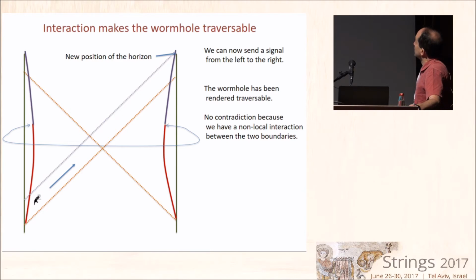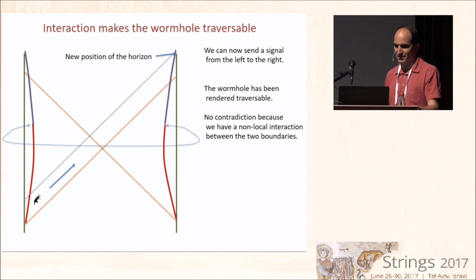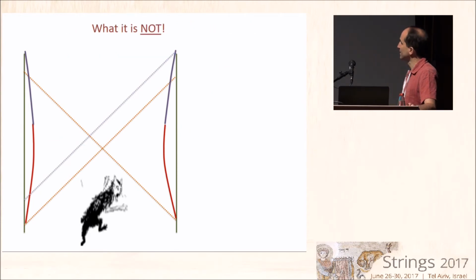Okay. So this same effect means that if we send a signal here from the left side, and we add this interaction, now this signal will be visible from the right, and the wormhole has been rendered traversable. And of course, this is no contradiction with the statement that wormholes are not traversable in general relativity, because we are putting this non-local interaction between the two boundaries. So there isn't any surprise about why you can send signals between the left and the right side. What is surprising is the manner in which the signals are sent.